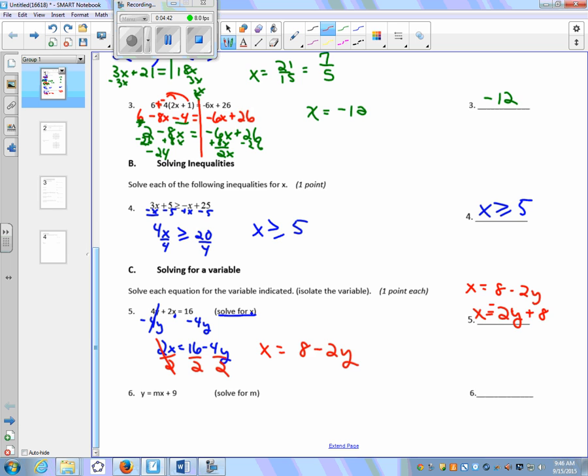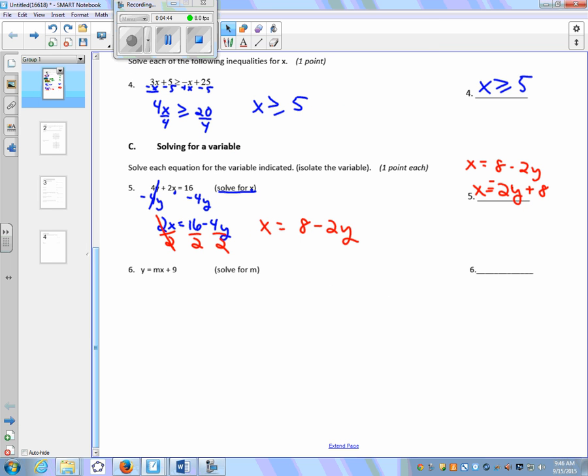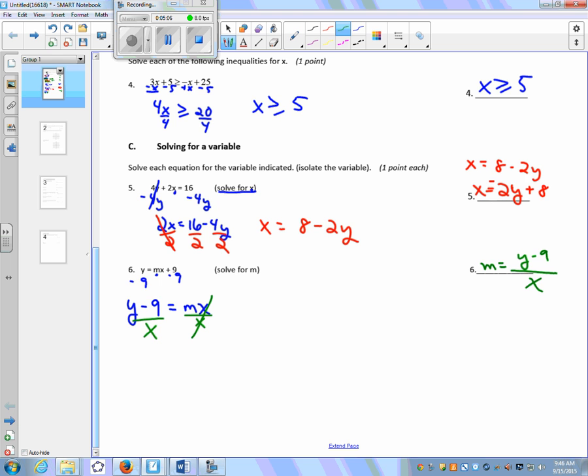Number 6 says solve for m. So now we want to get m all by itself. There's the m. We want to isolate that. So we're going to subtract 9 from both sides. We get y minus 9 equals m times x. Again, trying to get m all alone, we're going to divide by x to get the x's to cancel. So m equals y minus 9 over x. Final answer.